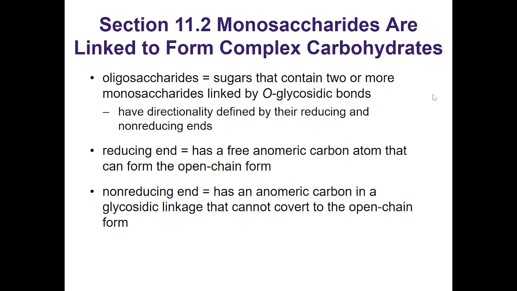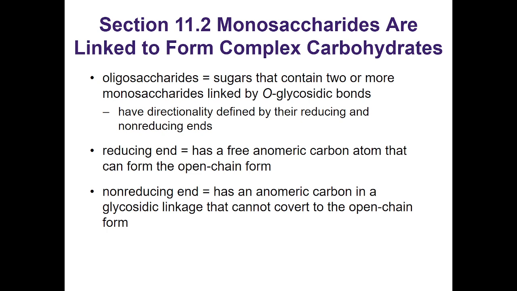Okay, so the monosaccharides are going to be linked to form complex carbohydrates. The oligosaccharides are going to be sugars that contain 2 or more monosaccharides. These are going to have to be linked by O-glycosidic bonds. O meaning that you've used an oxygen to do the linkage, right? Which is good because the sugars don't have amines, do they? So they're going to have directionality. This will be defined by the reducing and non-reducing ends.